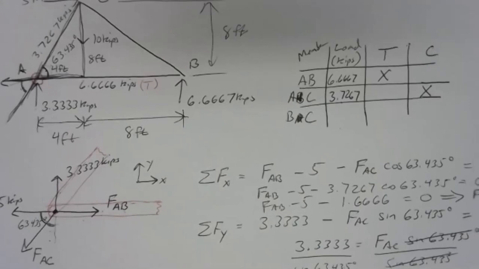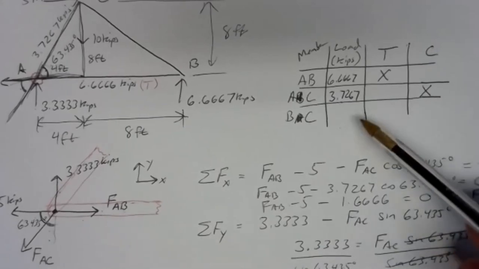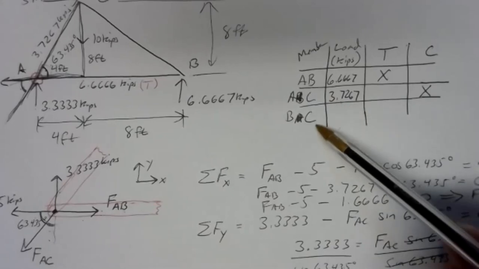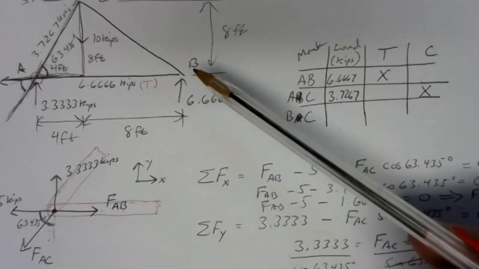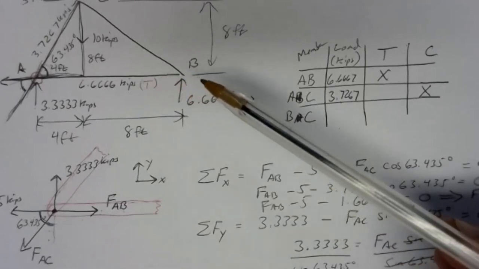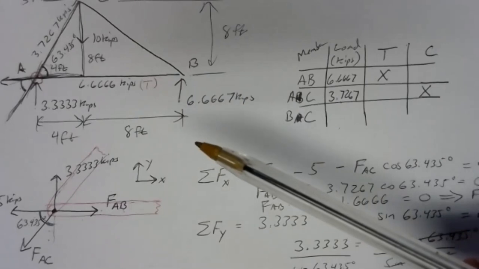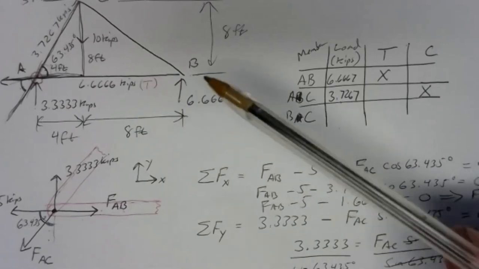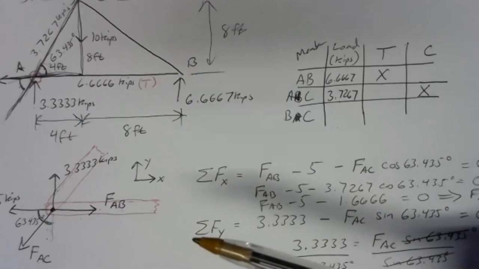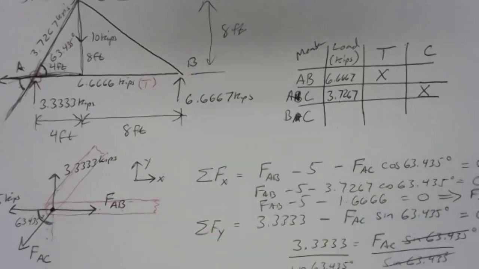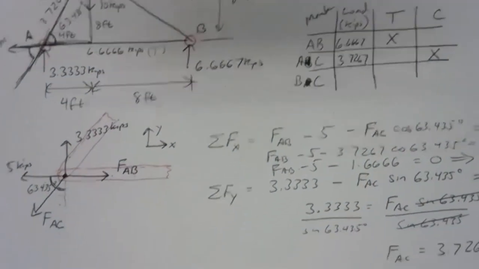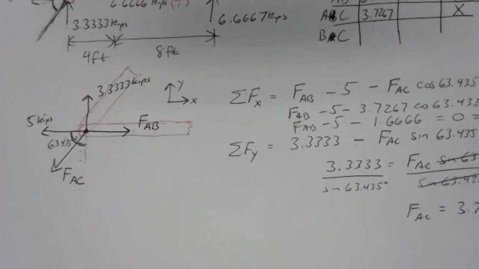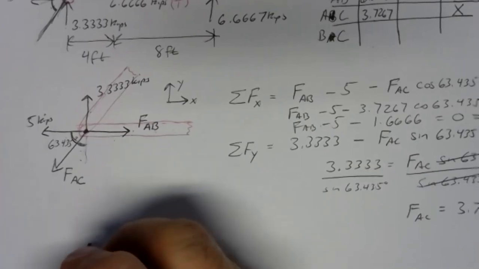So let's see how we can proceed and finish up the problem. You'll notice our table is still partially empty. We didn't learn anything about member BC. Joint A doesn't touch member BC, so there's no way to get information about member BC from joint A. We need another joint. So we're going to use joint B. We can draw a second free body diagram of joint B. So if we go down here, we'll draw a second free body diagram.